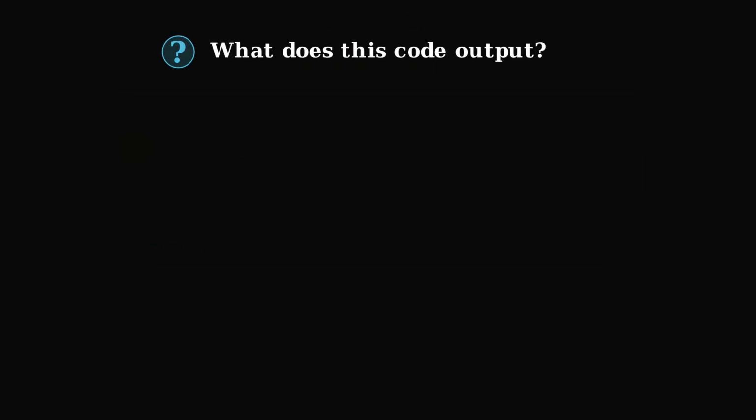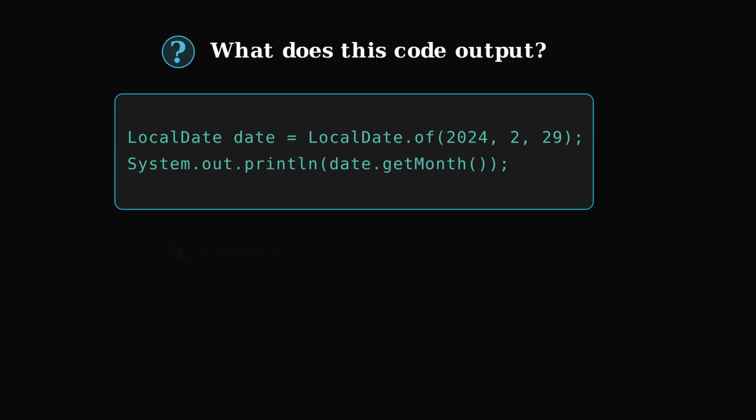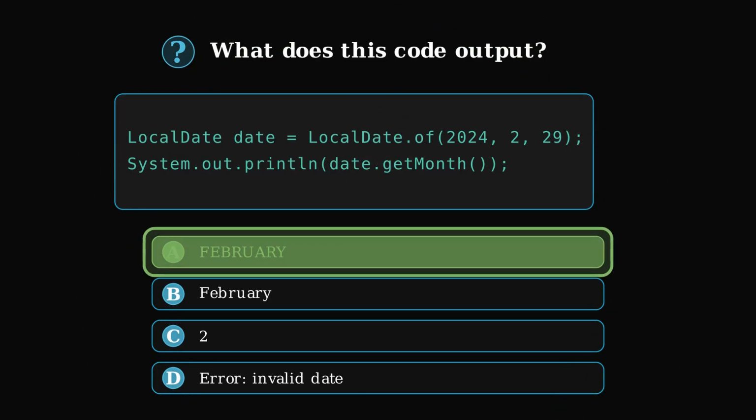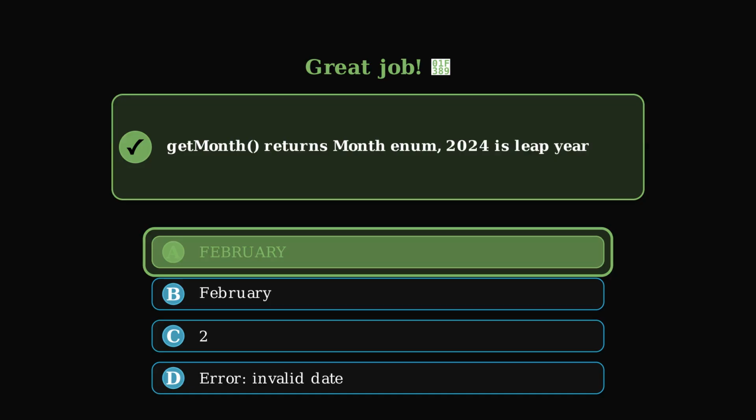What does this code output? Which one is correct? The correct answer is getMonth returns month enum. 2024 is leap year.